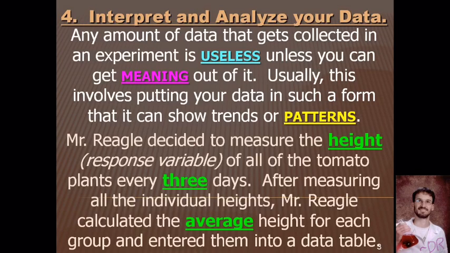So also, there's 10 tomato plants in each group. Instead of writing down all 10 heights, to save a little bit of space on the data table and to make things a little bit more concise and easier to follow, I'm just going to write down the average height of all 10. So I'm going to have one data point for unfertilized plants, one data point for fertilized plants.